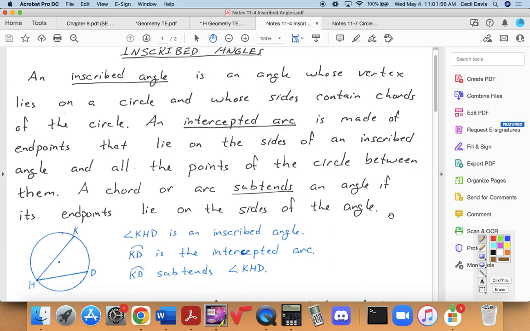So here, KHD is an inscribed angle. We say that arc KD is an intercepted arc, or we can say that arc KD subtends angle KHD. Subtends, it connects the ends, like a subway connects things together. It connects those two ends together. You can also have, you don't need to draw this, chord KD subtends angle KHD because it connects the ends. Okay?